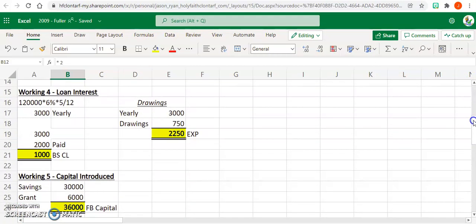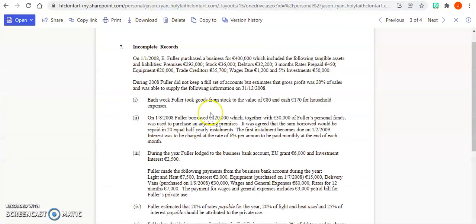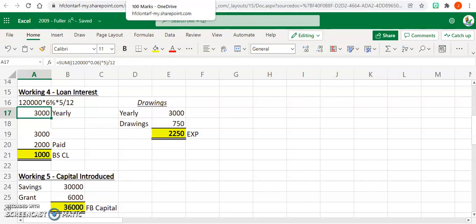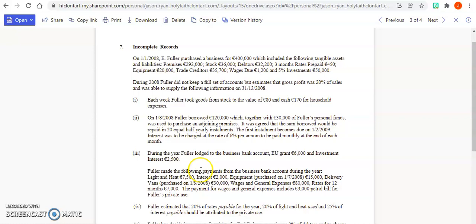And then the next one then is our loan interest. So it's telling us that 6% is to be paid monthly at the end of each month. So remember, we got the loan on the 1st of August, 2008, and it's 120,000. So we're going to take 120,000 multiplied by 6%, multiplied by 5/12. So the yearly amount is going to be 3,000. Then we're going to have a look in the question to see, did we pay any loan interest like you would in type A? And is there any loan interest then for drawings?